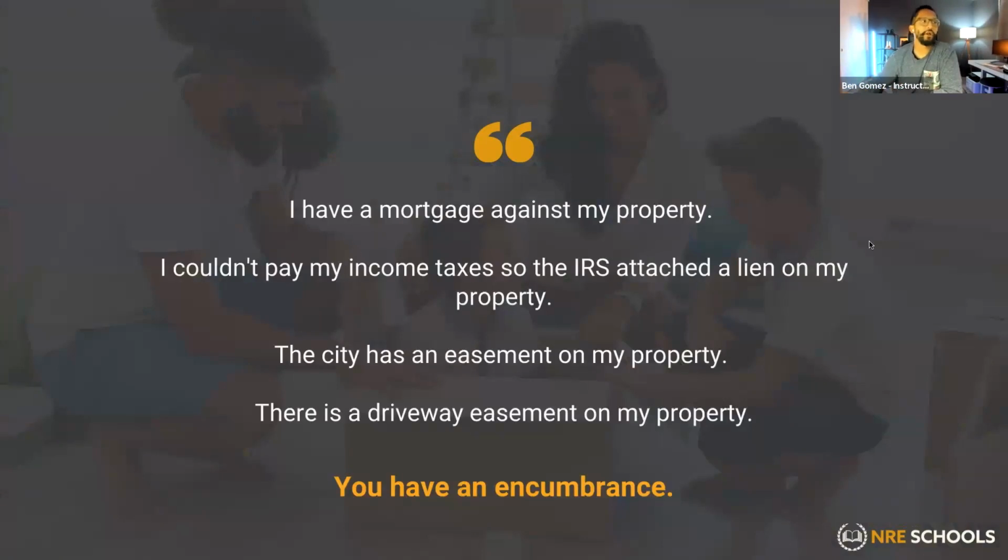If you have a mortgage against your property, if you couldn't pay your income taxes so the IRS attached a lien to your property, the IRS now has an interest in your real property, you have an encumbrance. If the city has an easement, if the city has the right to your property to pass through for whatever reason, you have an encumbrance. If there's a driveway easement, if someone else has to drive on your driveway to get to their property, you have an encumbrance. So it's not a bad thing. Just know it's not like the best thing.